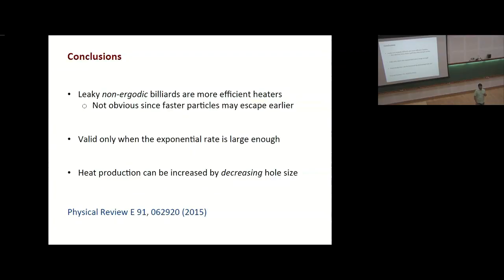Because you may have some systems which have an exponential growth of energy, but the exponent itself is a very small quantity. In that case, you will not be able to differentiate between an ergodic and a non-ergodic accelerator. So it's important to have an exponential accelerator where the exponent is large enough compared to some number. And as I mentioned, the most important point is that heat production can be increased by decreasing the hole size. So this is the main result of this paper. And if you're interested in more details, you can look at the paper. If you have any questions, I'll be happy to answer.